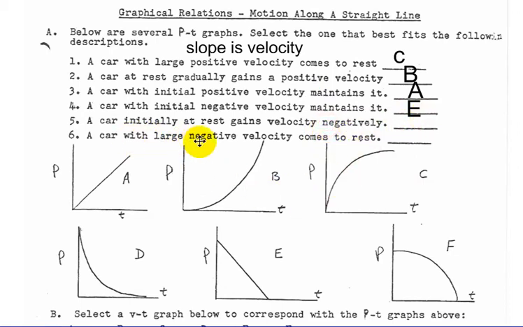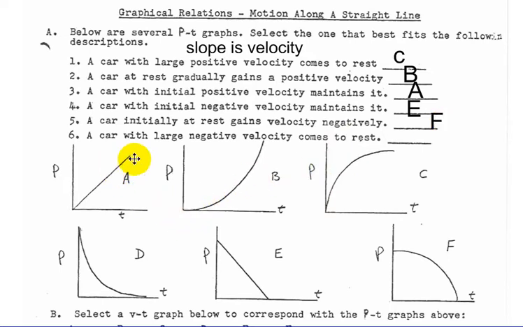5, a car initially at rest gains velocity negatively. So a car initially going 0 gains a negative slope. So initially not moving, the slope here would be 0, but you can see the slope gets negative, more negative, really negative, so we're talking about F in that case.